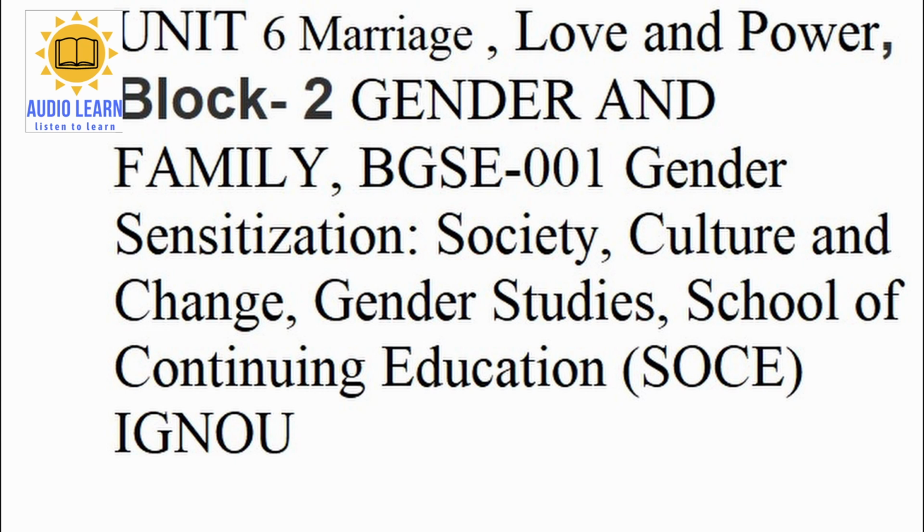Based on sex of partners, marriage can be of two kinds, i.e., heterosexual marriage and homosexual marriage. In heterosexual marriage, partners belong to opposite sex, whereas in homosexual marriage the partners belong to same sex.